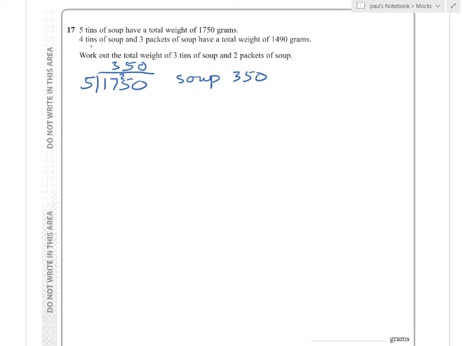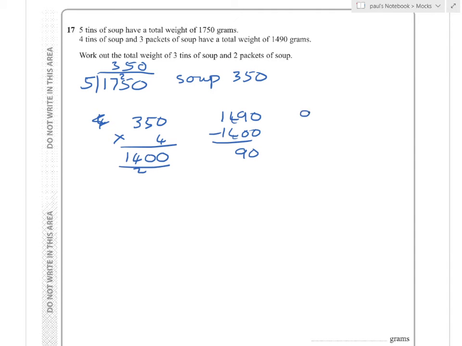Now, 4 tins of soup, so let's write that, 350 times 4 is 0, 20, 3 4s are 12, 1400. So that's 4 tins of soup and 3 packets of soup, 1490. So 1490, take away the 1400, equals 90 for the 3 packets of soup. So you get 90 divided by 3, so a packet of soup is 30 grams. That's a packet.